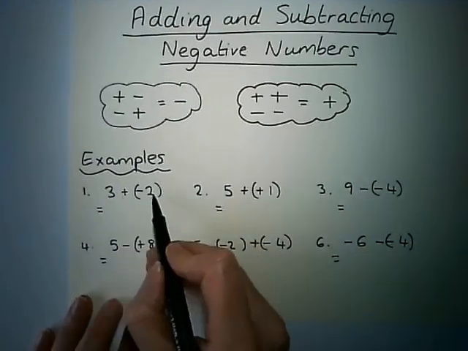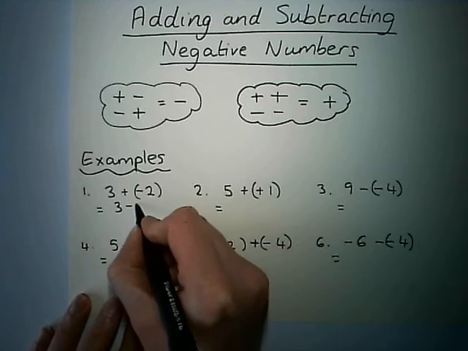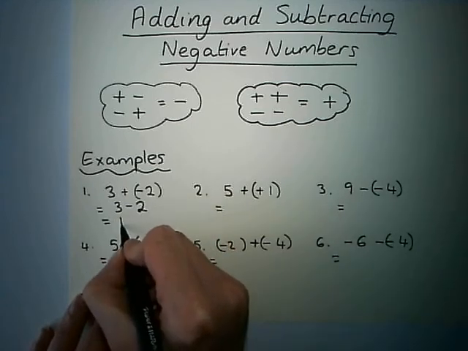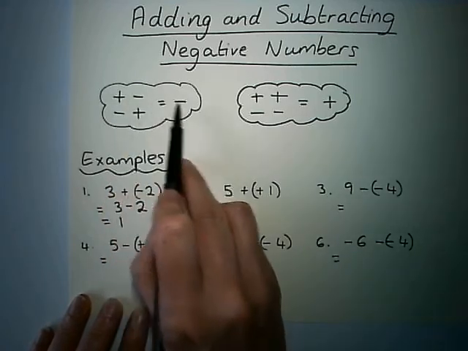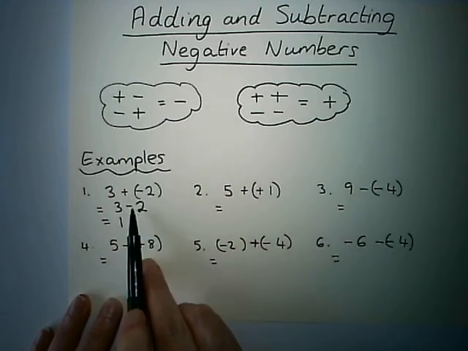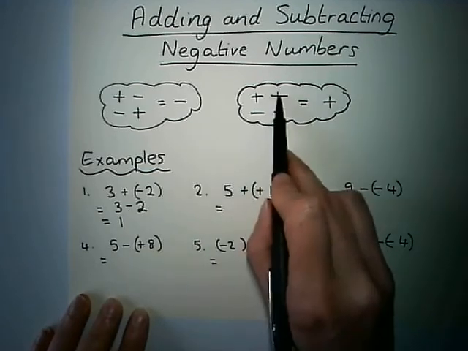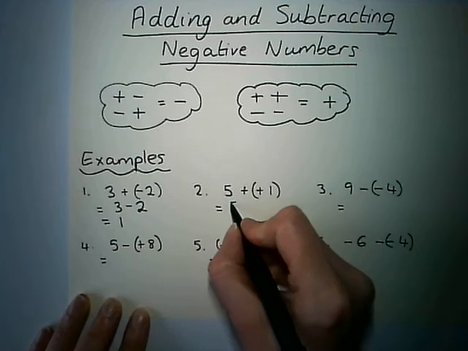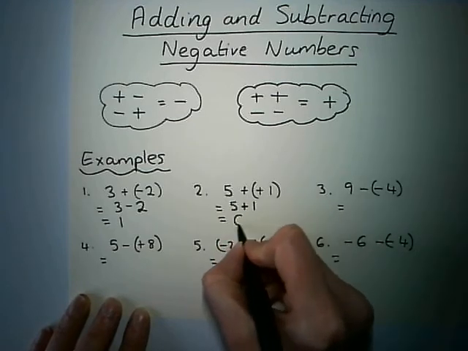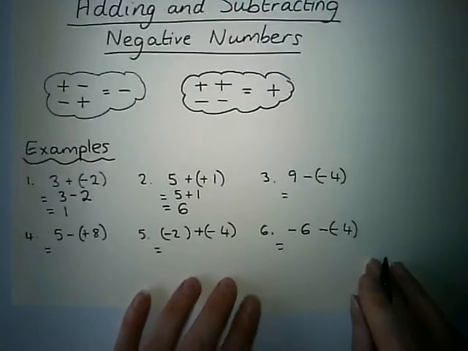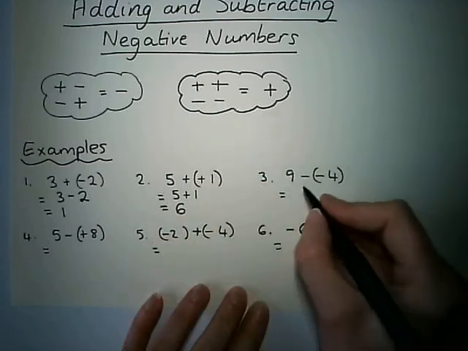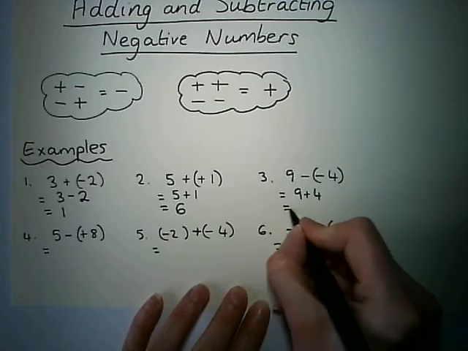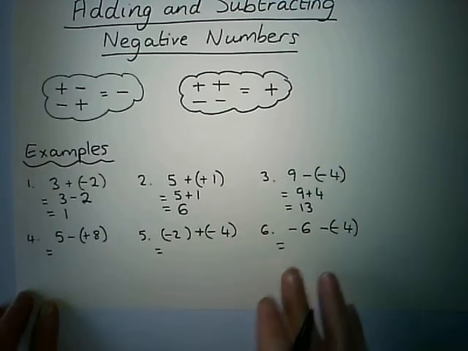So 3 plus minus 2 just means 3 take away 2. So the answer would be 1. A plus minus up here means take away, so you replace the plus minus with a subtraction sign. 2 pluses just means add. So we're going to do 5 plus 1, which is 6. Example 3, 2 minus signs or take away signs just means add. So 13 for 9 plus 4.